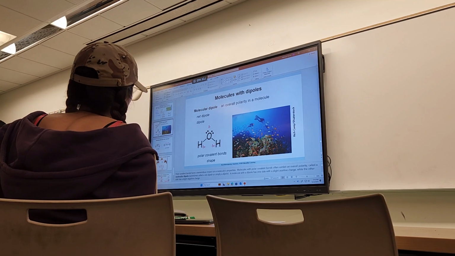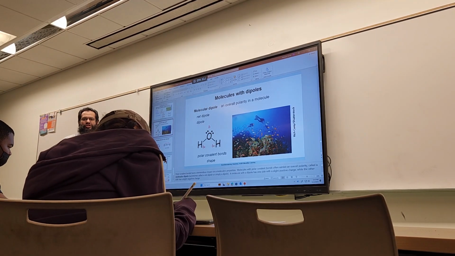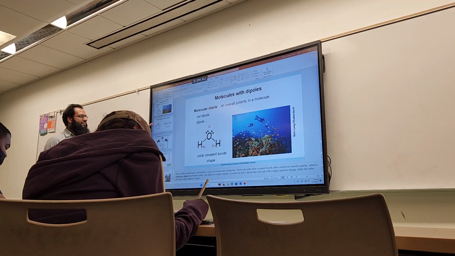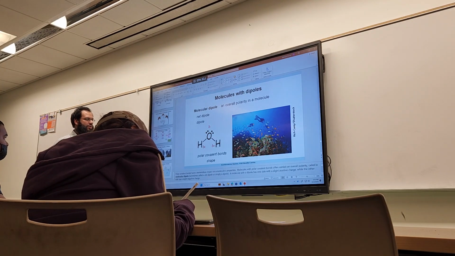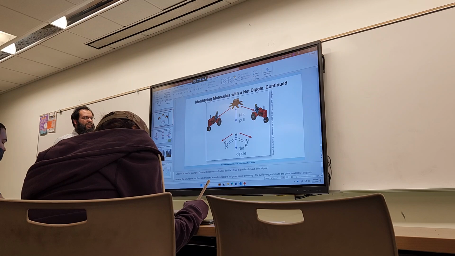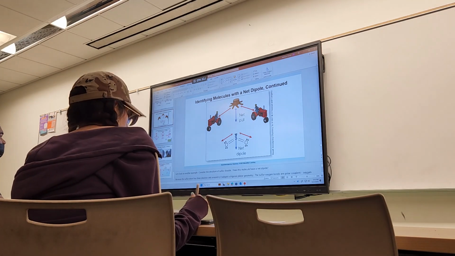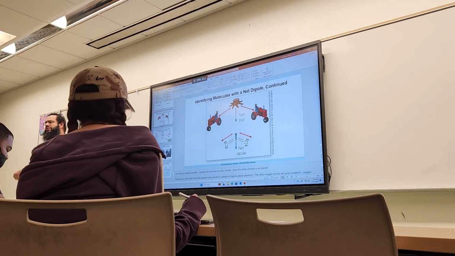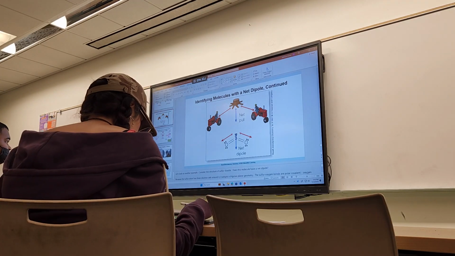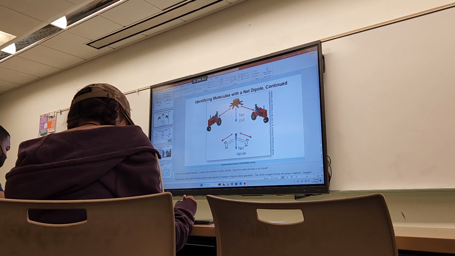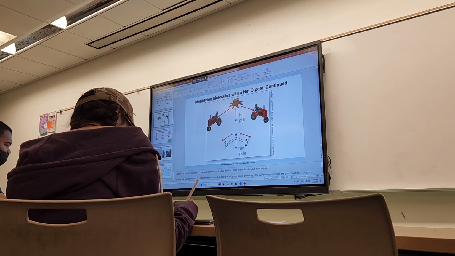Now for the molecule, it depends on the entire molecule and its geometry to figure out if it has a net dipole or not. So keep that in mind. Each of these are like a pulley; the electrons are trying to be pulled. So depending on if there's an angle or not, you will end up with a net dipole.